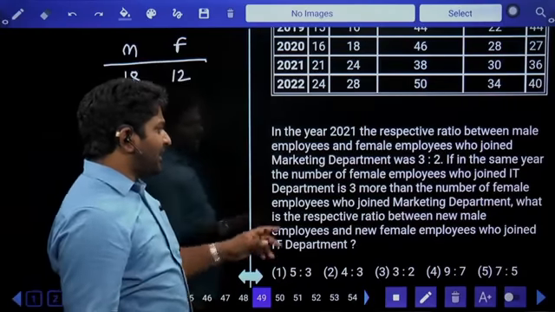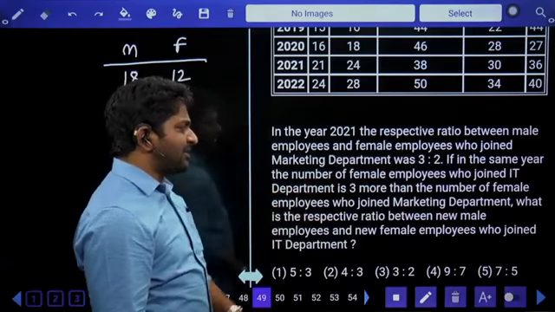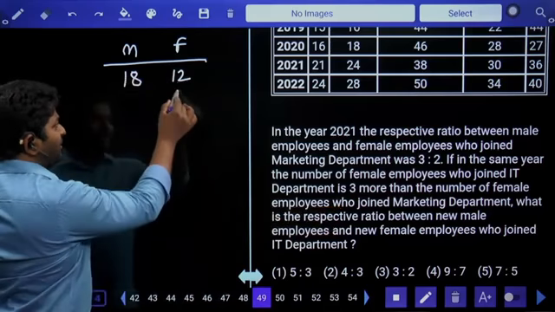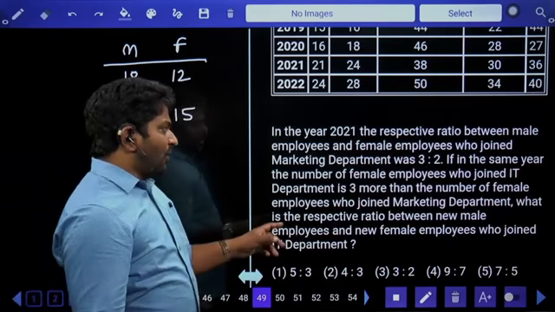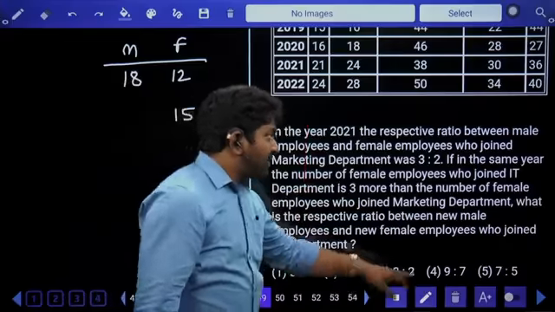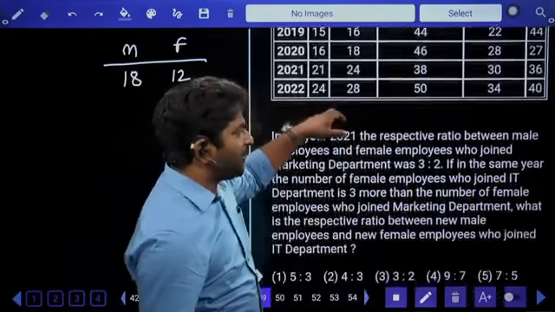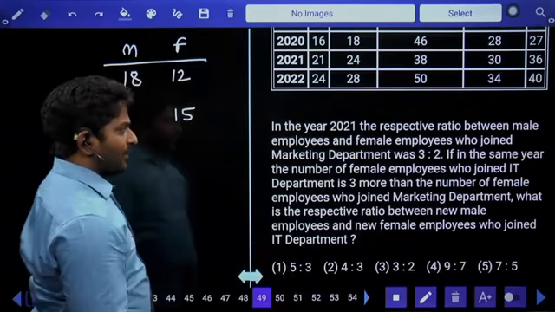Next, in the same year, the number of female employees who joined the IT department is 3 more than the number of female employees who joined the marketing department. 3 more than this number, in the sense that will be 15 here. This is for IT 2021. Next, in 2021, IT department total we have 36 people. Out of 36, we already have 15 here.